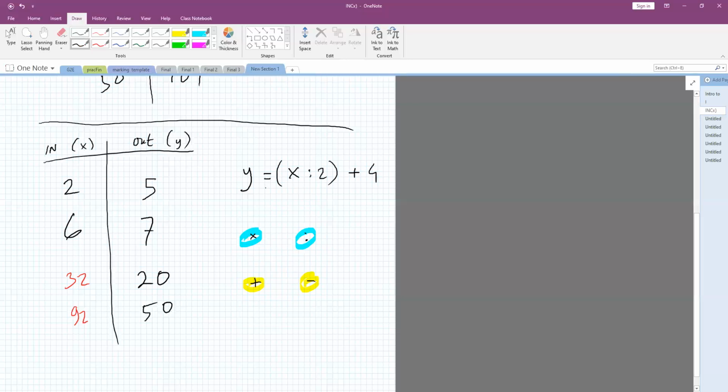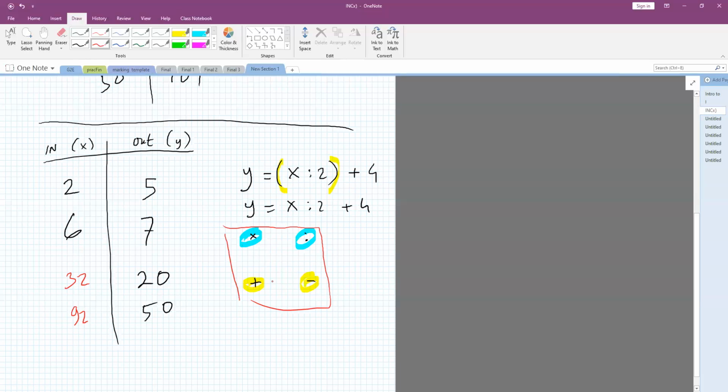Look at this rule again: y equal to x divided by 2 plus 4. In this example, I put this bracket and do it first. But even though you don't see that bracket, the first thing you need to do is x divided by 2, and then plus 4, even though there is no bracket here, because multiplication and division are higher than addition or subtraction.